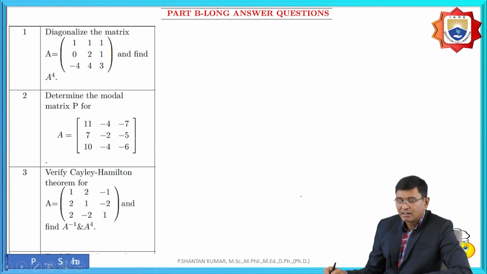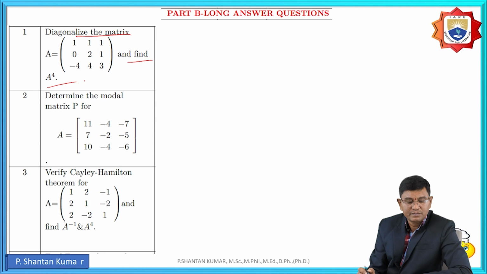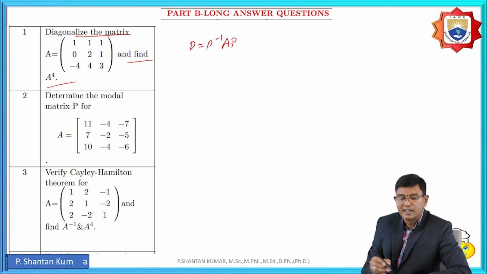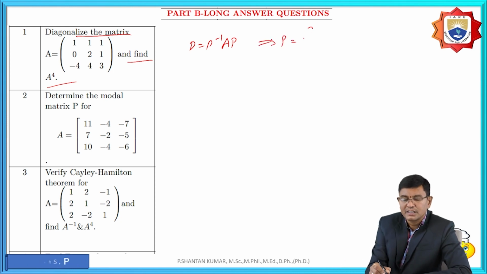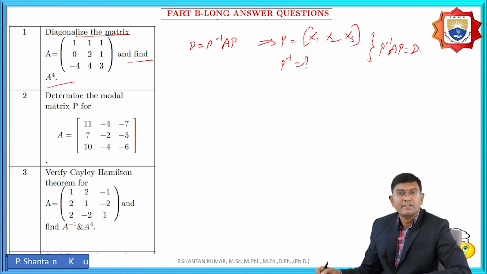Next, part B, that is the long type questions. One is to diagonalize the matrix and find A power 4. Diagonalization means we need to find D is equal to P inverse A P. Here P is nothing but x1, x2 and x3. We need to find P inverse, the product of P inverse into A into P, and verify that it is a diagonal matrix. And find A power 4.